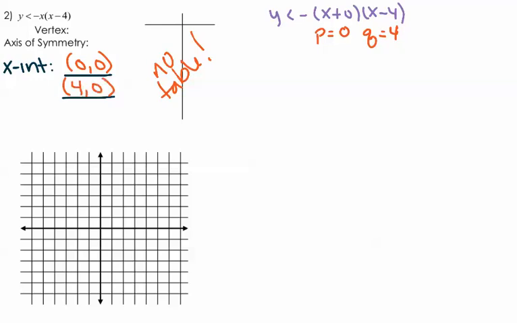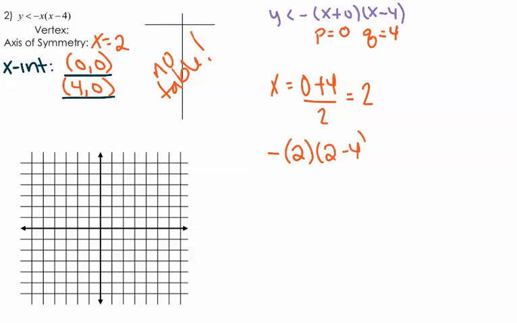Now I need to find the vertex. So recall from intercept form that x equals p plus q divided by 2. So that's going to simplify to become 2. That is the axis of symmetry. Now we take that, we plug that back into our original equation to get our y. So negative 2 times 2 minus 4 will give us positive 4. That is the y-coordinate of my vertex. So my vertex will be at 2, 4.